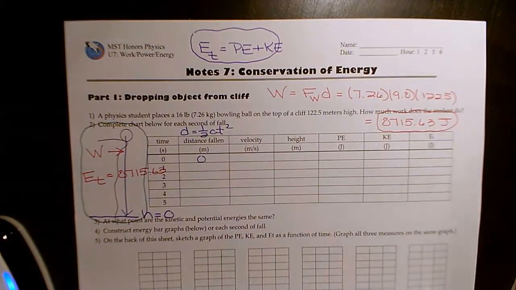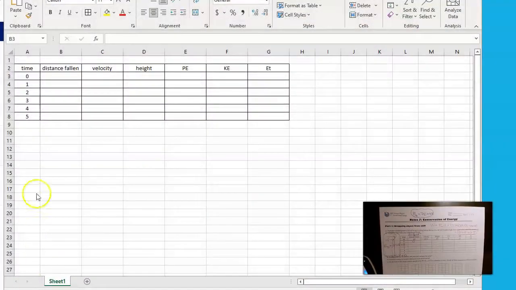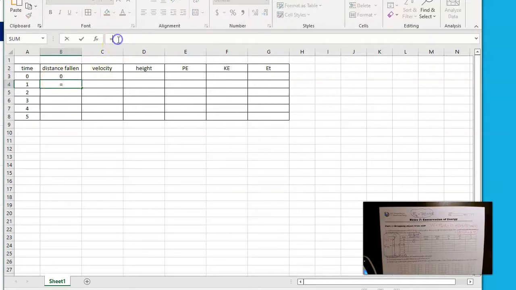So I'm going to switch to Excel because I think we can fill in the chart a little bit more quickly if we do that. So over here, it has not fallen yet. But after 1 second, the distance fallen, d equals 1/2 at squared, would be 0.5 times 9.8 times the time squared. So it would fall 4.9 meters after 1 second. And you can see that I used d equals 1/2 at squared for each of those calculations. And because the cliff is 122.5 meters tall, it hits the ground after a perfect 5 seconds.